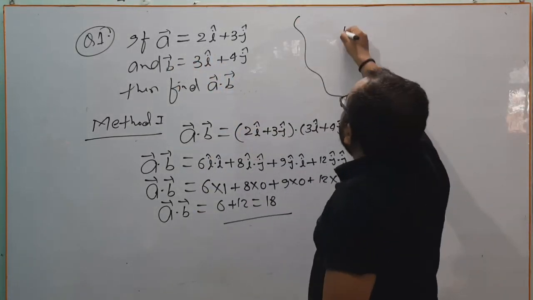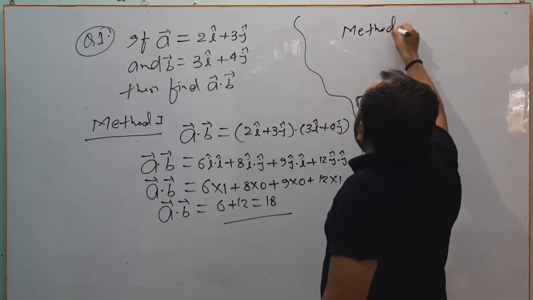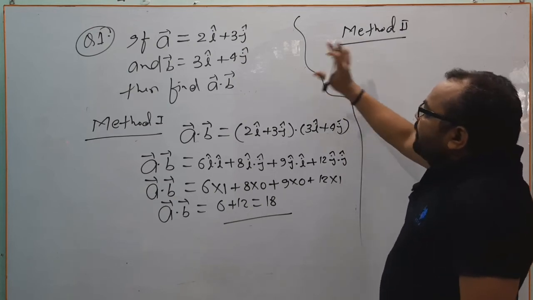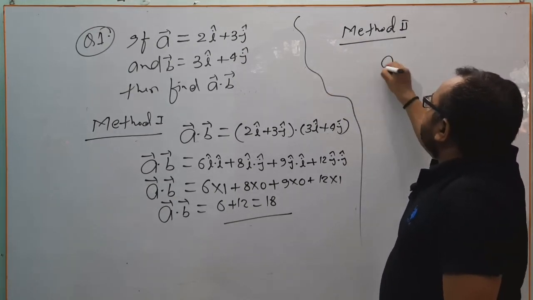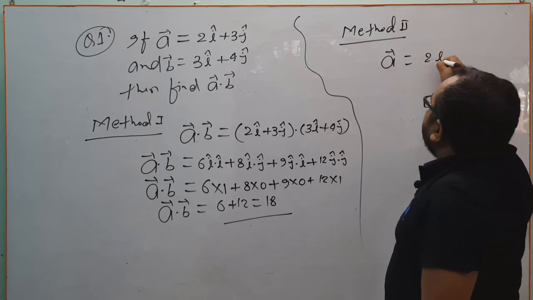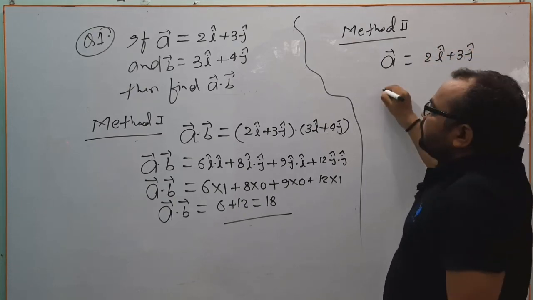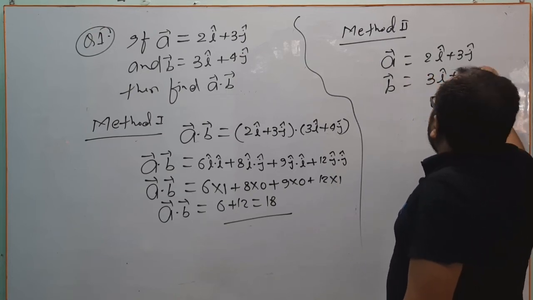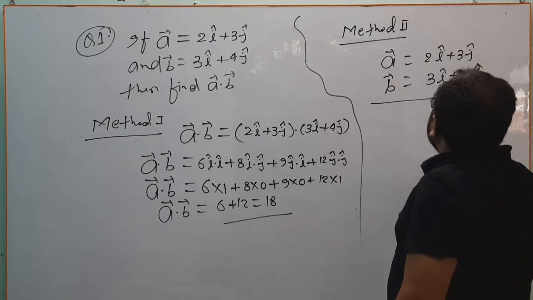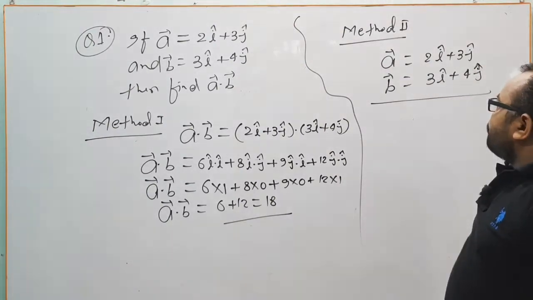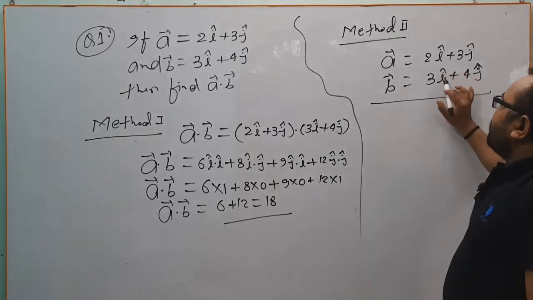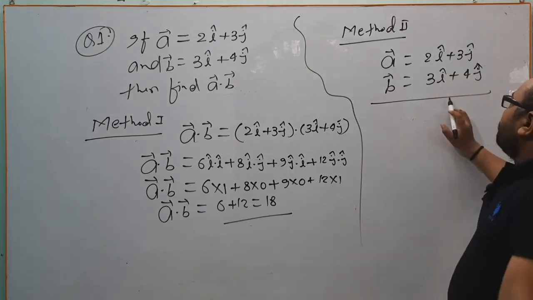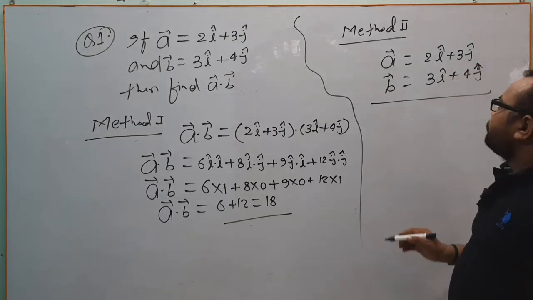Now the second method. In the second method, these two vectors are arranged as vector A is equal to 2i cap plus 3j cap, vector B is equal to 3i cap plus 4j cap, and today we have learned that i dot i is 1, j dot j is 1, i dot j is 0, j dot i will be 0.